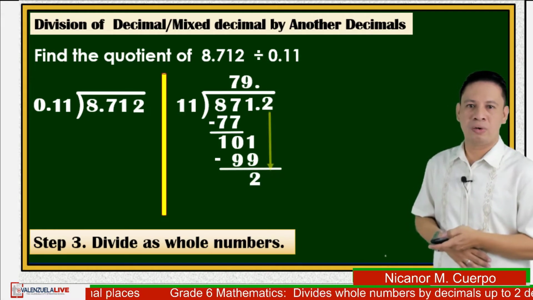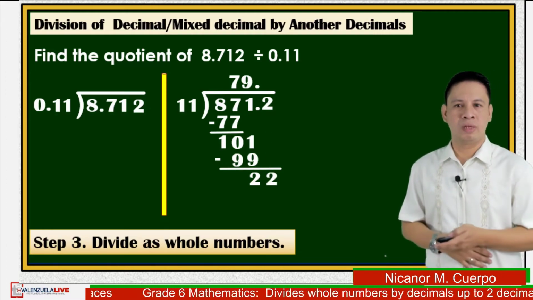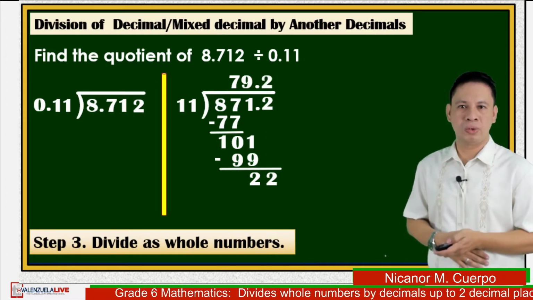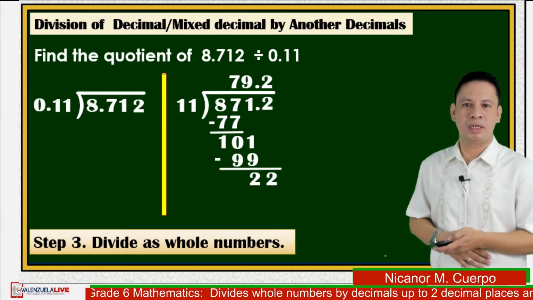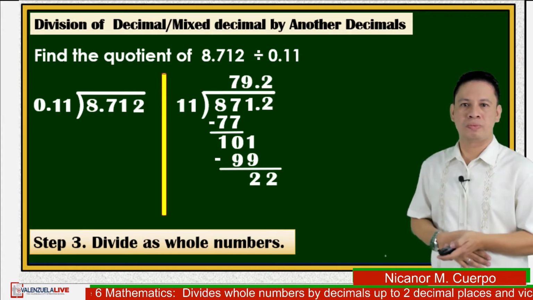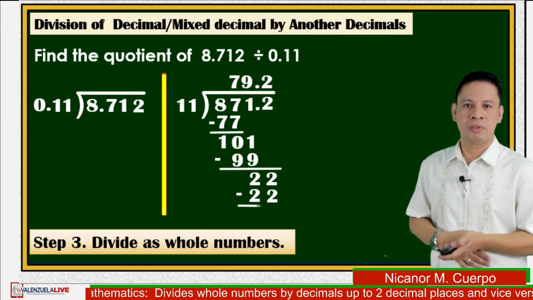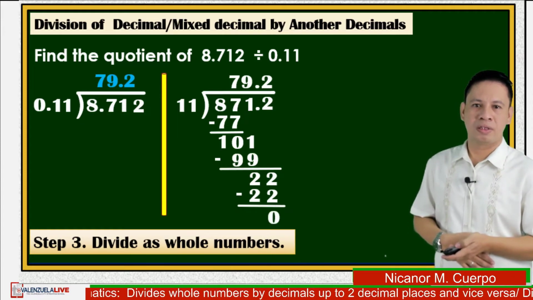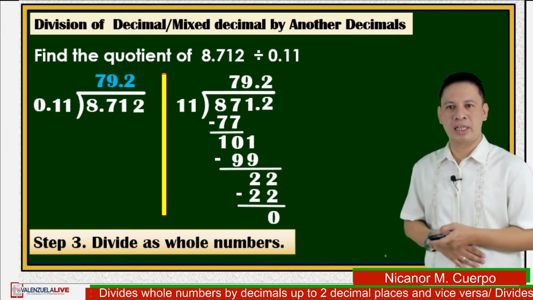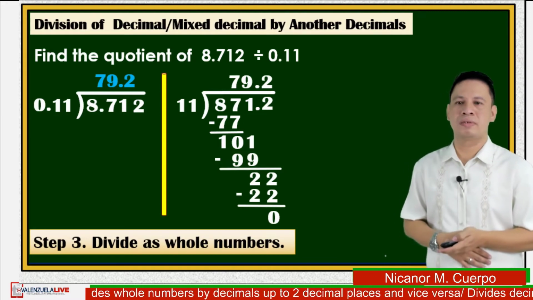Then bring down 2. 22 divided by 11 equals 2. Then 2 times 11 equals 22. Then subtract 0. So the answer is 79 and 2/10.